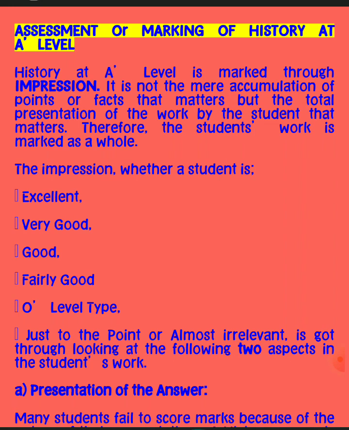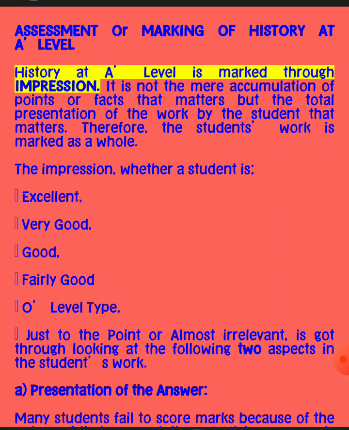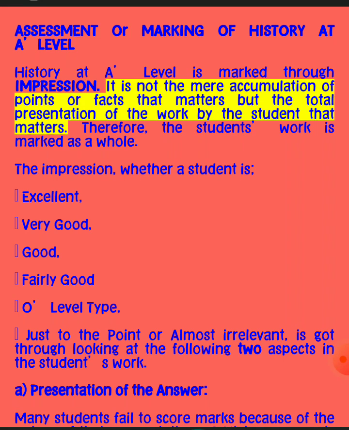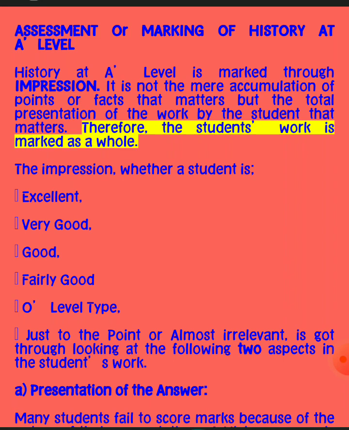Assessment or marking of history at A level. History at A level is marked through impression. It is not the mere accumulation of points or facts that matters, but the total presentation of the work by the student that matters. Therefore, the student's work is marked as a whole.